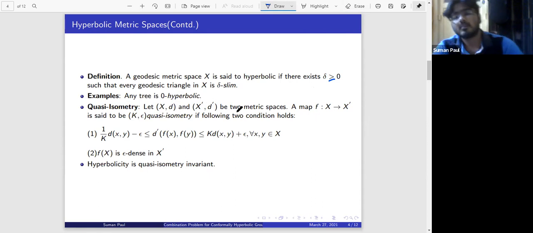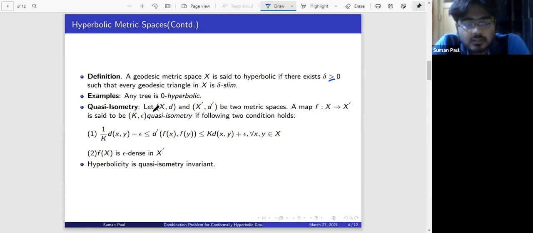Now we know that any geometrical property of a metric space is preserved by isometry. So if I relax this isometry, how much can we relax the isometry so that this hyperbolicity is preserved? Okay, so let's define what is quasi-isometry. It is basically being close to isometry.